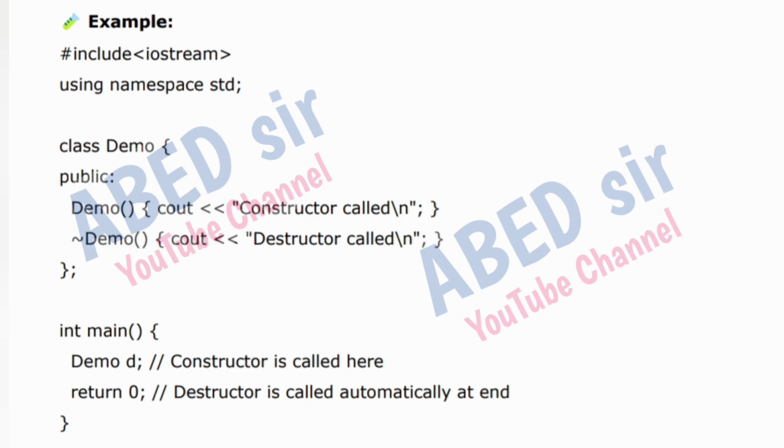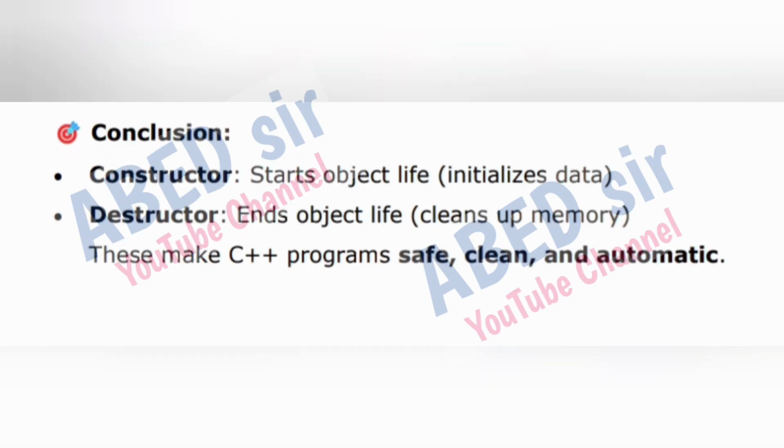Example. Hash include iostream. Using namespace std. Class demo. Public. Demo, cout constructor called \n. Tilde demo, cout destructor called \n. int main. Demo d, constructor is called here. Return 0, destructor is called automatically at end. Conclusion. Constructor starts object life, initializes data. Destructor ends object life, cleans up memory. These make C++ programs safe, clean, and automatic.